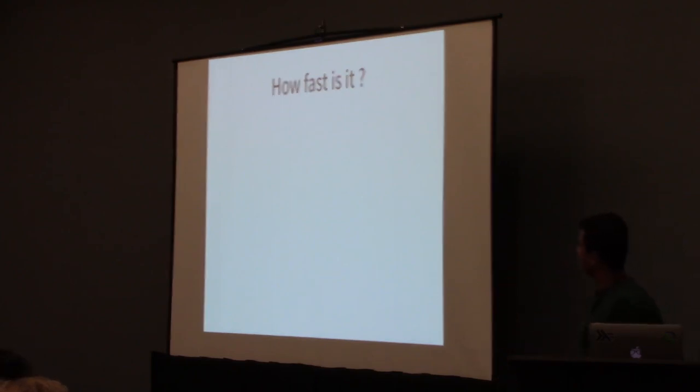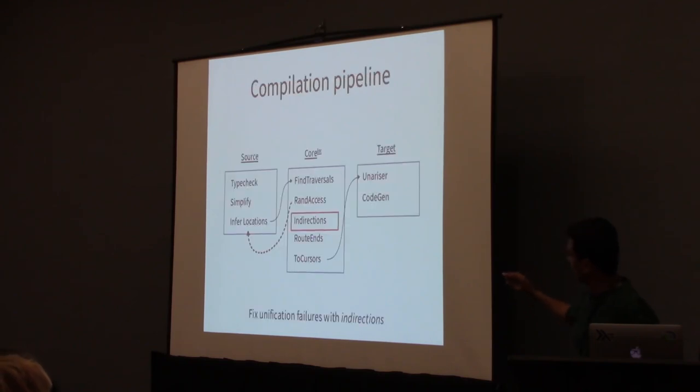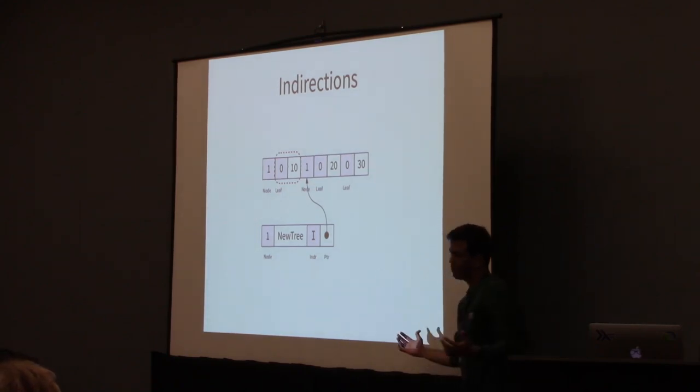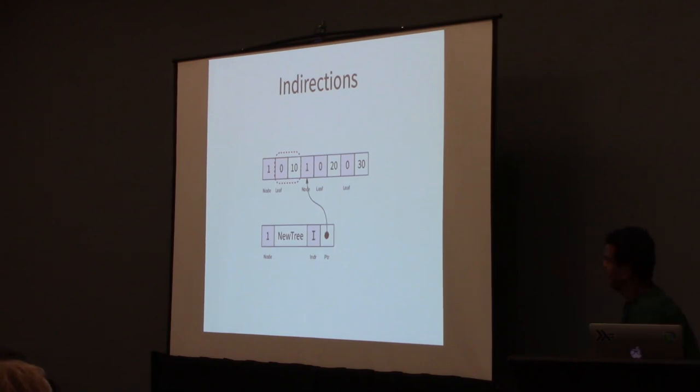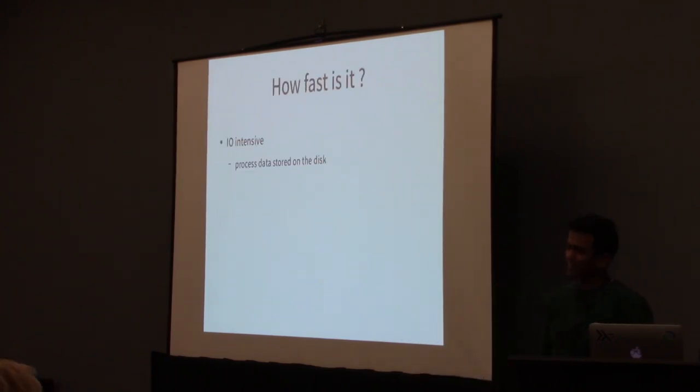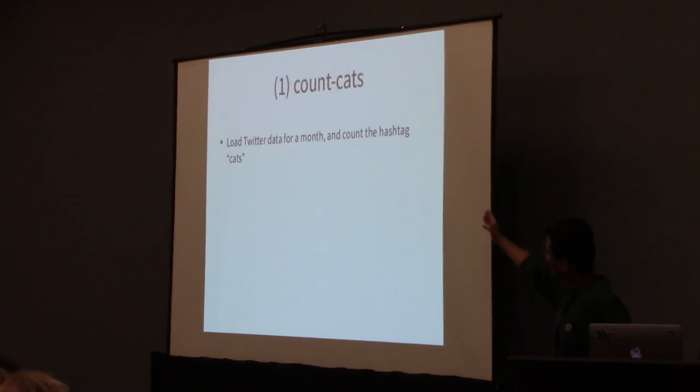Let's see how fast it is. We have two sorts of benchmarks. One is IO intensive. I forgot to mention that when you have structures like these, you can write them to memory and you can just use them directly. Just reading this structure is just mmap. We don't have to parse anything. I'm going to get to that in a minute. This benchmark loads Twitter data for a month and counts the hashtag cats in it.